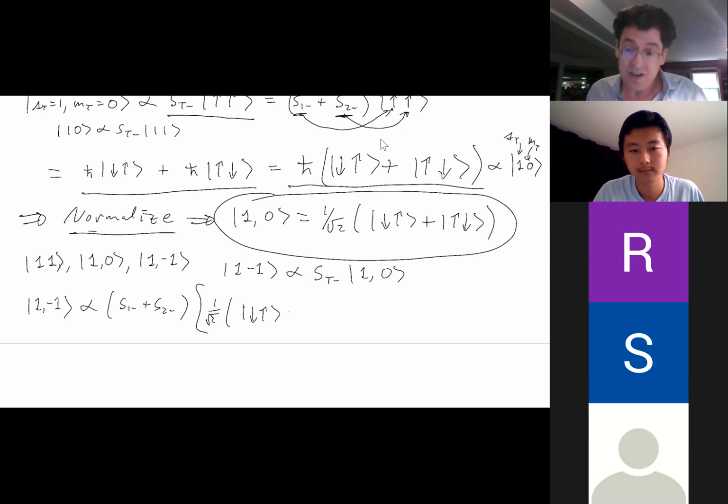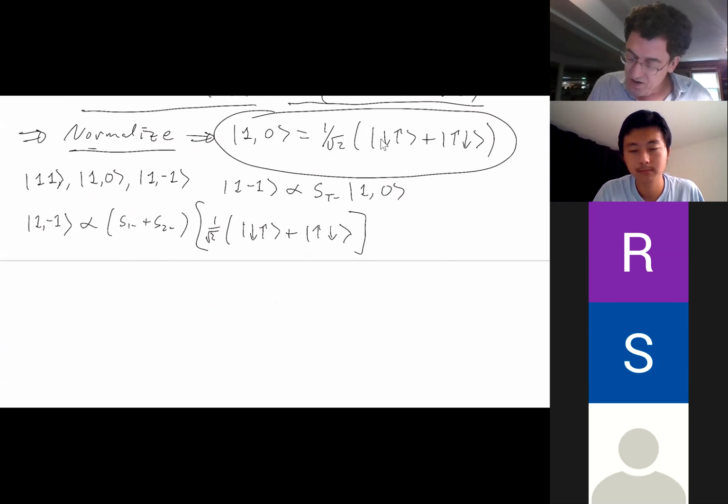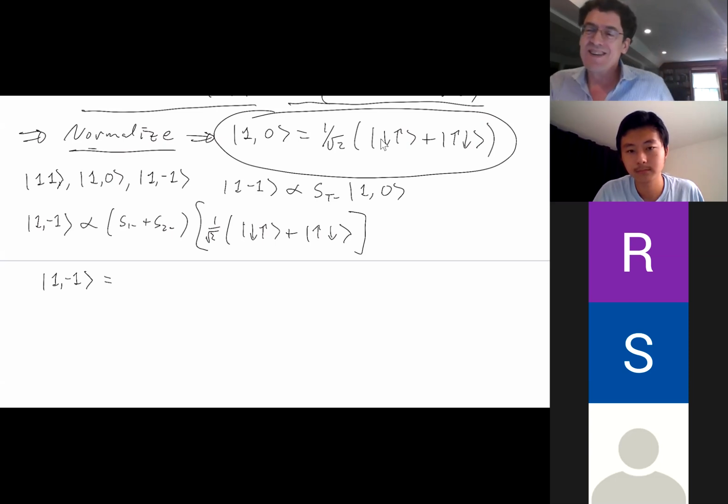Okay, and we can do it. It's just a bunch of algebra, but you can see how you do it. You just go through it. And when you go through that algebra, you'll find something very cute. You'll find that 1 minus 1 is equal to... does anybody know the answer?